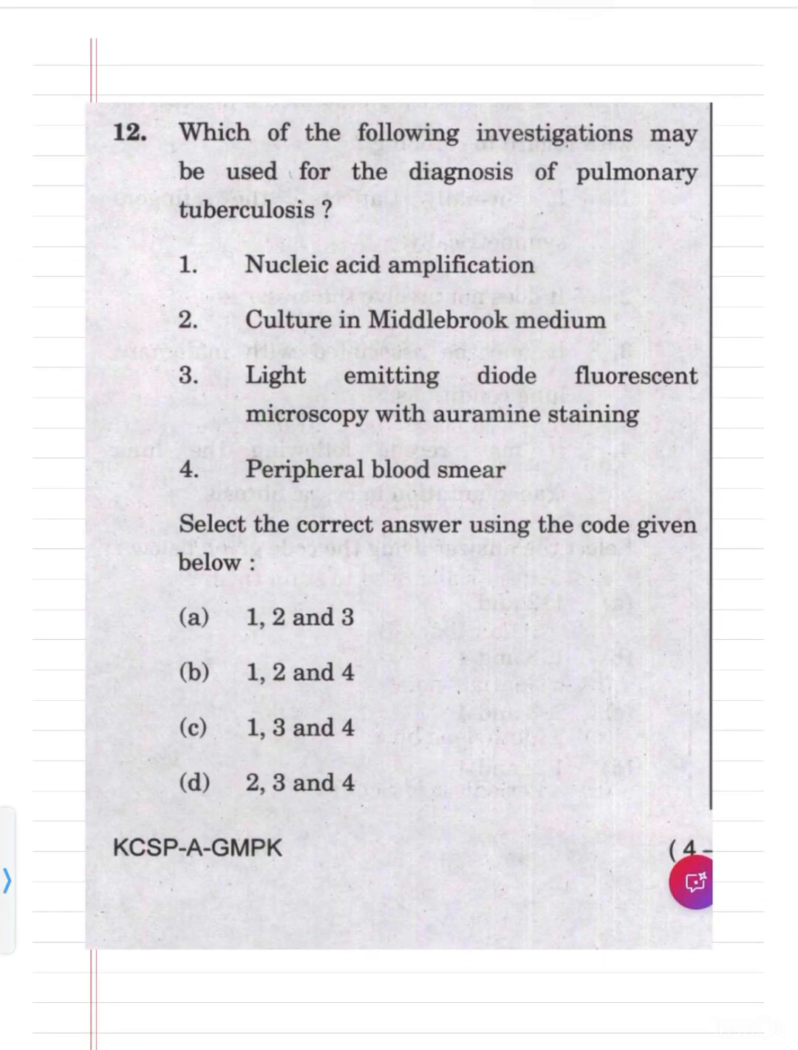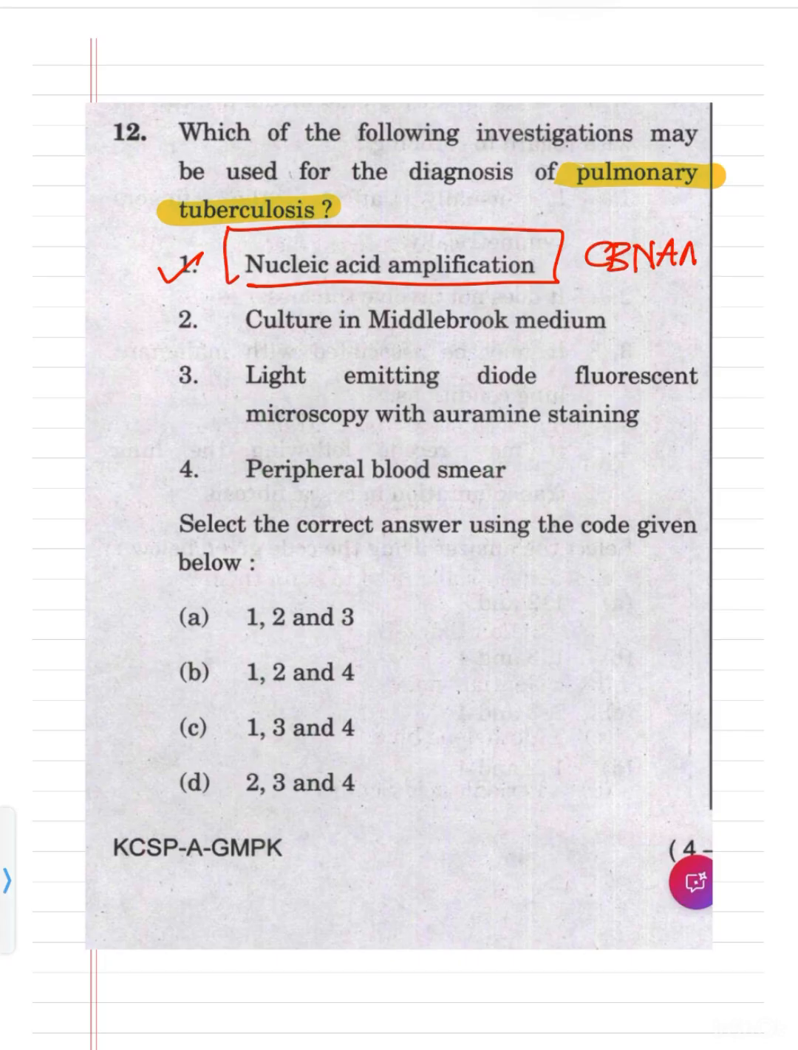Now coming to question number 12. Which of the following investigations may be used for the diagnosis of pulmonary tuberculosis? This is very common in India. In which of the following conditions will you go for this investigation? First is NAAT, nucleic acid amplification. This is very common. In the national program, we have to go for CBNAAT. Okay, then culture in Middlebrook medium. Yes, this is correct, because for culture we only remember that TB is cultured in LJ media, Lowenstein-Jensen media, but no, Lowenstein-Jensen media is also used for pulmonary TB culture, and Middlebrook medium is also used for pulmonary TB diagnosis.